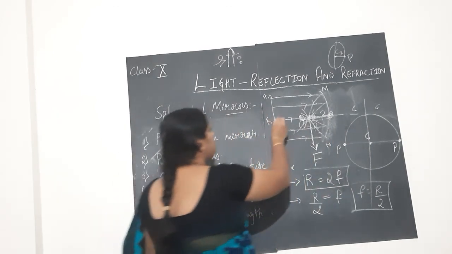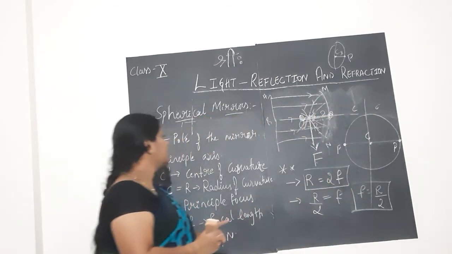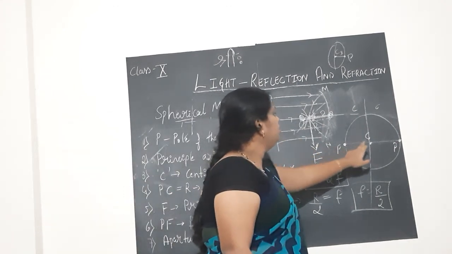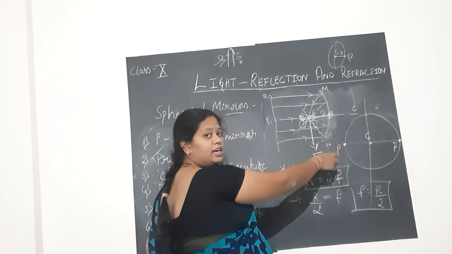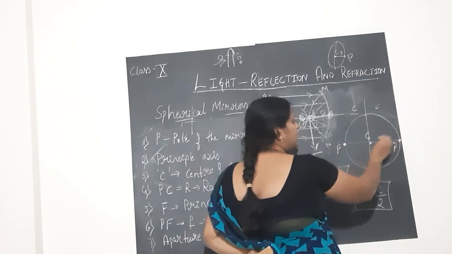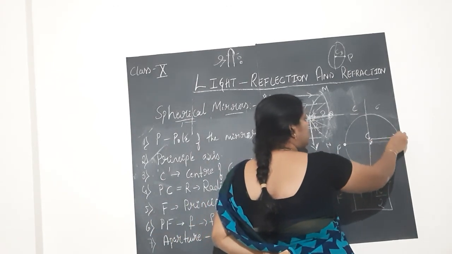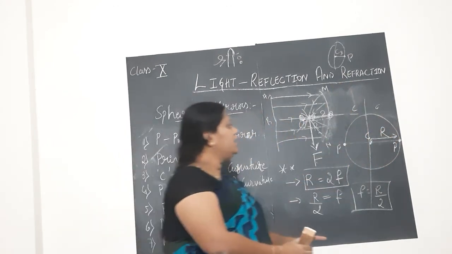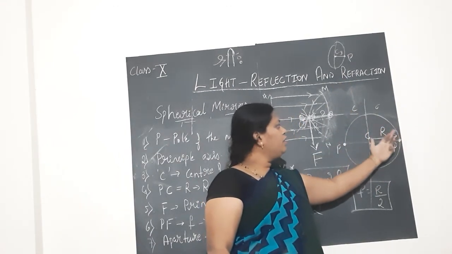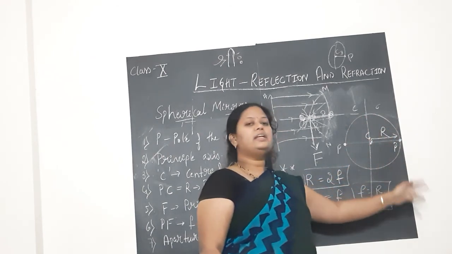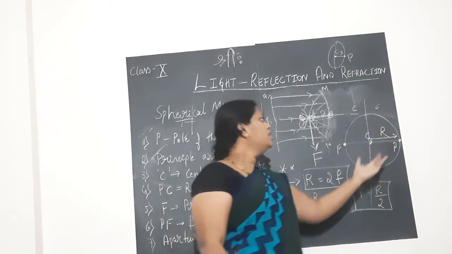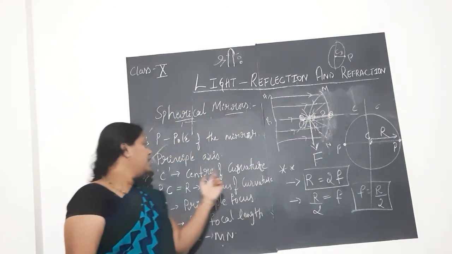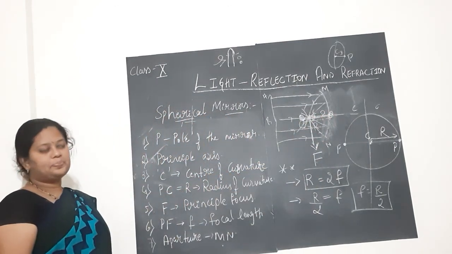And the straight line which is passing through the pole is called the principal axis. And the distance from pole to the center of curvature, hope now you will understand from this figure, is nothing but the radius of curvature R. From center to any point on the circle, if you draw the line, that gives the radius. You know all this. So, distance from pole P to center of curvature C is radius of curvature R.